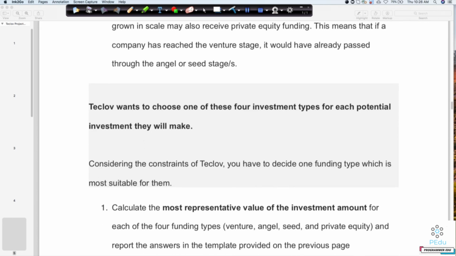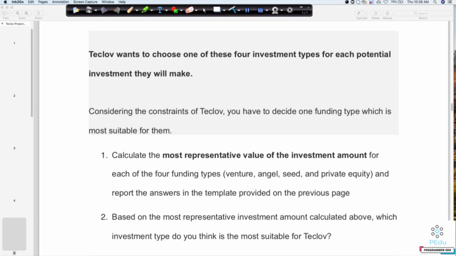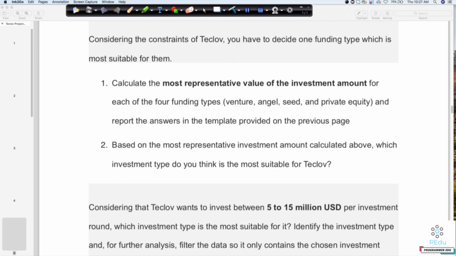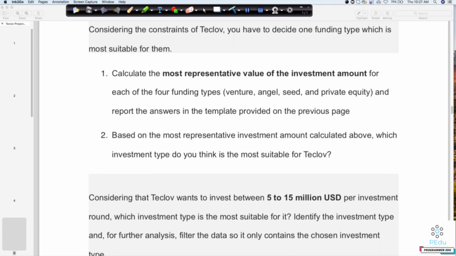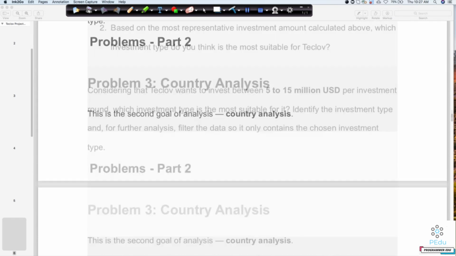Now, Teclov wants to choose one of these 4 investment types for each potential investment they will make. Now, considering these constraints for Teclov, you have to decide one funding type which is most suitable for them. Remember the constraint, English speaking countries and the 5 million to 15 million kind of decision. So now calculate the most representative value of investment amount for each of the 4 funding types, which can be venture, angel, seed and private equity, and report the answer in the template provided in the previous page. So basically you will notice that I think I have provided it earlier somewhere.